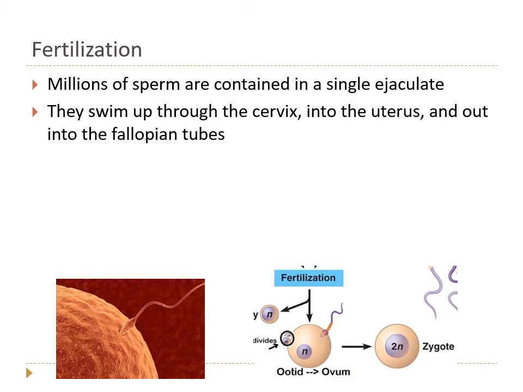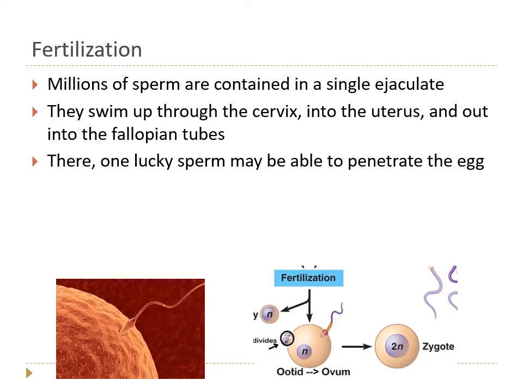They have to swim up and look for the egg. Of course, they don't know which fallopian tube she's in, right? So half go one way, half go the other way. And then perhaps one lucky sperm is going to be able to penetrate the egg. And in order to do that, it's going to use the enzymes in its acrosomal cap to burrow through a protective layer that is surrounding the oocyte.